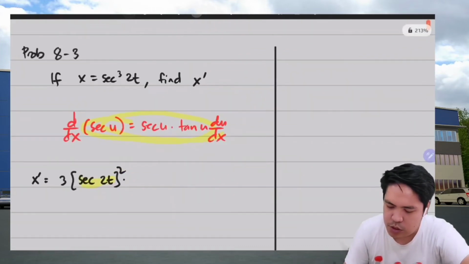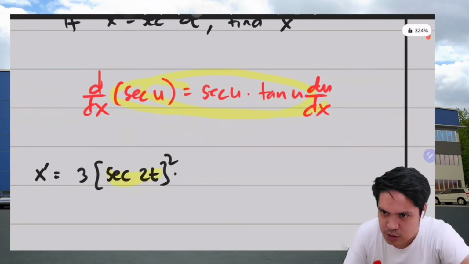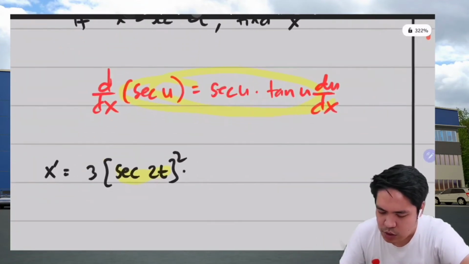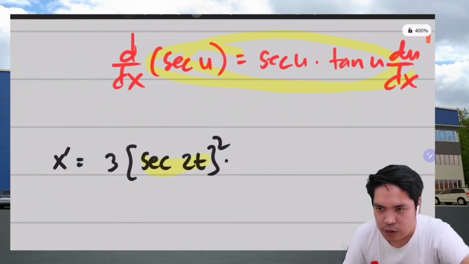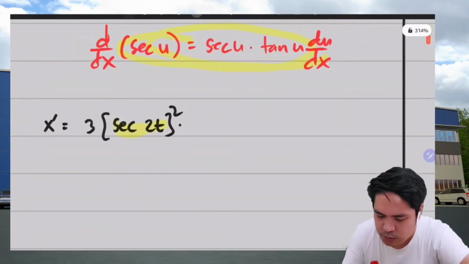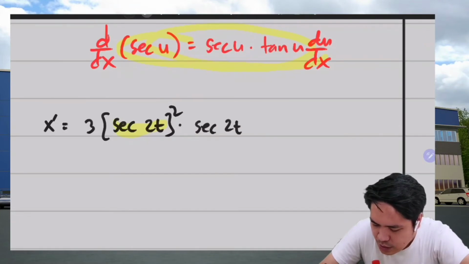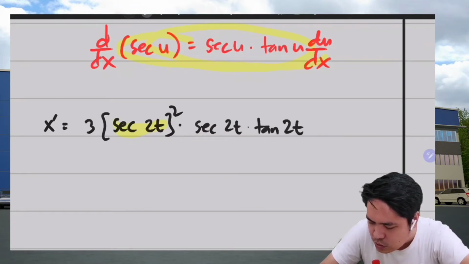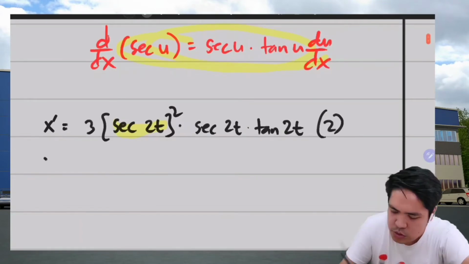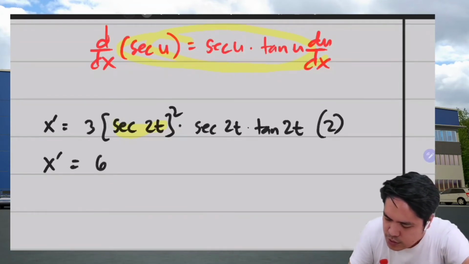So, we did the power rule first. General power rule because it is raised to 3. So, this is the derivative times the derivative of the inside. The derivative of the baby. We'll see that in the lesson. Okay. So, that would be secant 2t times tangent 2t times the derivative of 2t, which is equal to 2. 2 times 3 is 6. So, therefore, x prime is equal to 6.